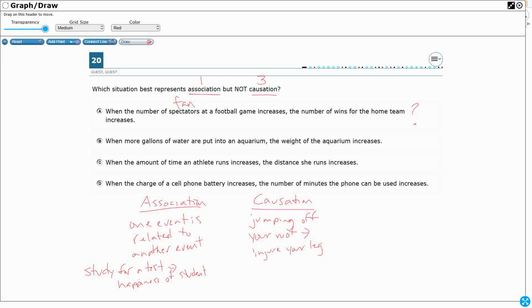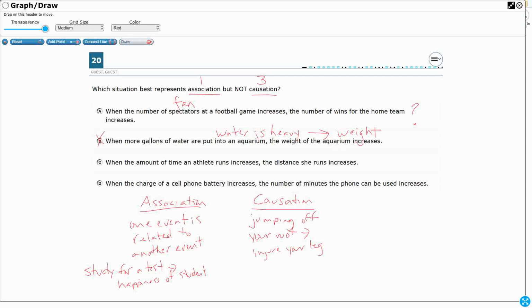When more gallons of water are put into an aquarium, the weight of the aquarium increases. Okay, I think this is definitely causation because water is definitely heavy if you've ever tried to pick up a bucket of water. So when you increase the water, you're going to increase the weight. That makes sense. So that is a causation. So that's a definite no.